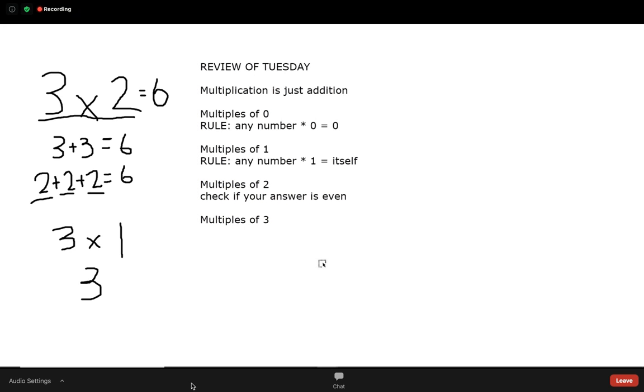And this will work for any multiple of 2. So even something like, let's say, 5 times 2. 5 times 2 will be just like this, except now we are going to have 5 2's being added together.